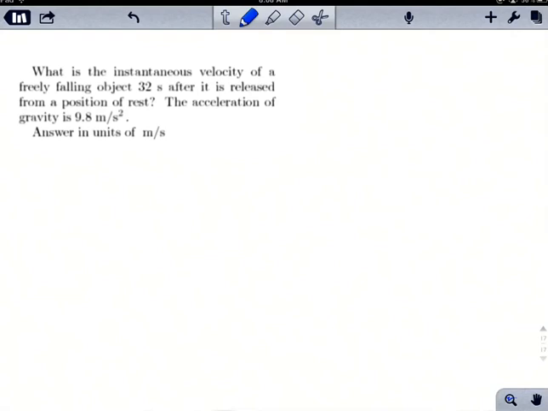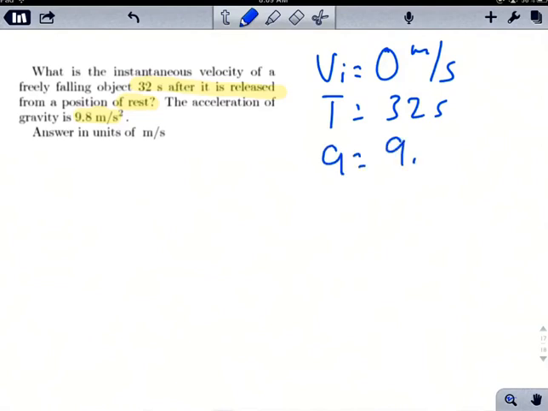Okay, guys, looking at this one, it says, what is the instantaneous velocity of a free-falling object 32 seconds after it's released from a position of rest? We see the acceleration of gravity is 9.8. So writing down what we have for this one, since it's at rest, we know that our initial velocity is going to be 0 meters per second. It gives us a time of 32 seconds. Acceleration, which is gravity, which is 9.8 meters per second squared.